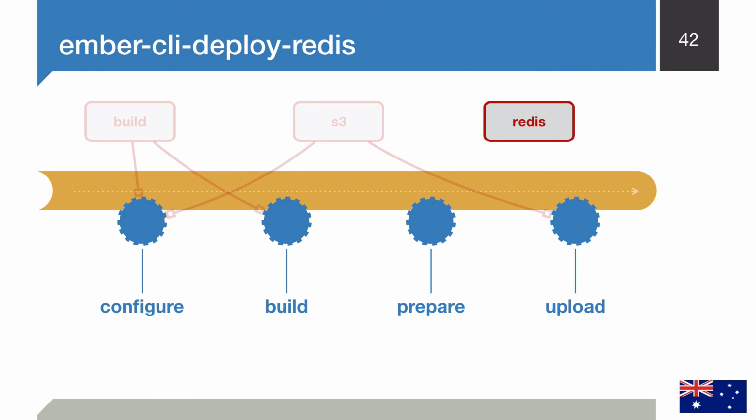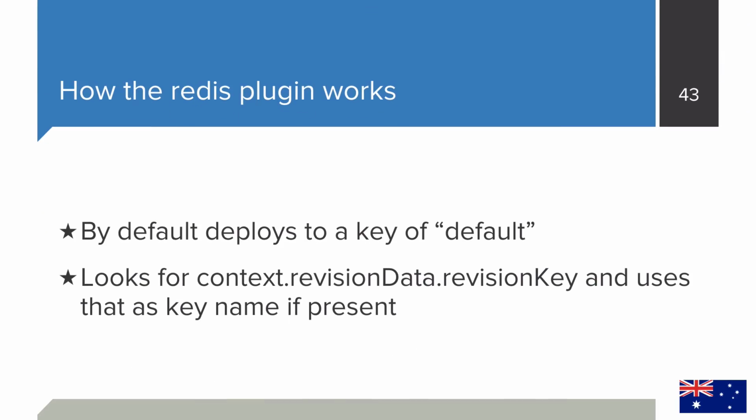So what do we see here? The Redis plugin, again, implemented a configure hook, and it also implemented the upload hook, just like S3. And so we saw the default key that was used, but before using default, it will actually look in the context object, which we'll cover in a couple of slides coming, but essentially it's looking for a property on this object that's passed to it called revision_data.revision_key. So it tries to use that, and if it doesn't find it, it uses the default one.